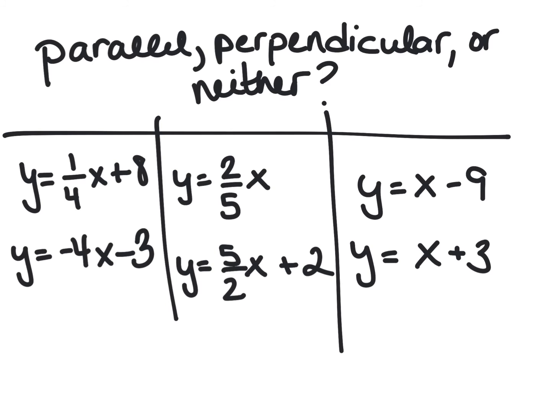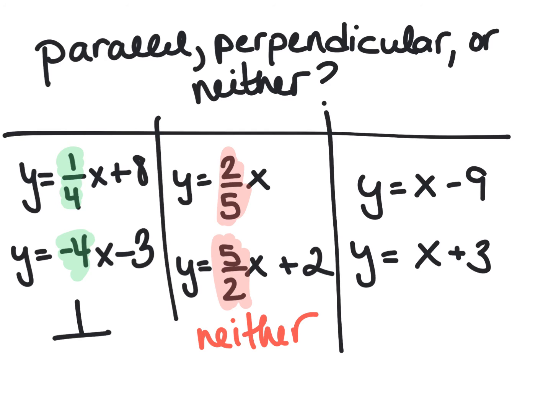Lastly, let's identify if the lines are parallel, perpendicular, or neither. My eyes focus on the slope. These are opposite reciprocals, so my conclusion is that they are perpendicular. The second one, the slope is 2/5 and 5/2. These are reciprocals, but they are not opposite reciprocals, so these are neither. Careful, a lot of kids will tell me those are perpendicular.